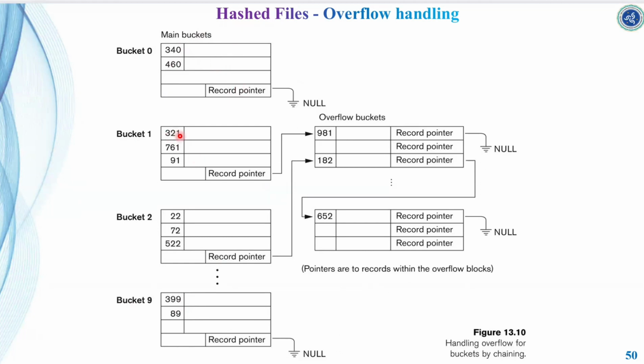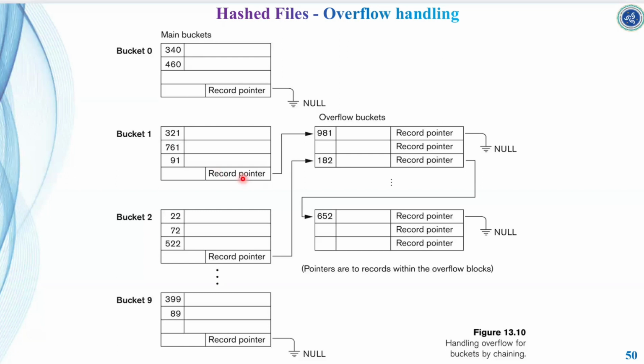Again, coming to bucket 1, see here there is 321, 761, and 91. So the three positions of this bucket already have three different records. Okay, so the bucket size is 3, and these three locations are filled with the records 321, 761, and 91. And there is a fourth value coming here, 981. So what will we do?